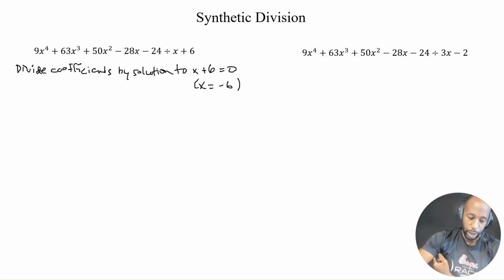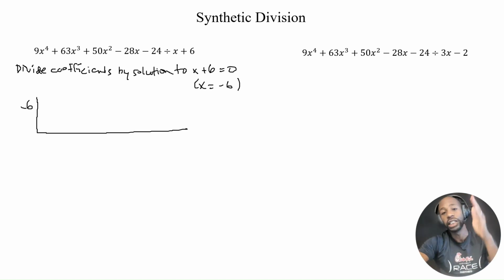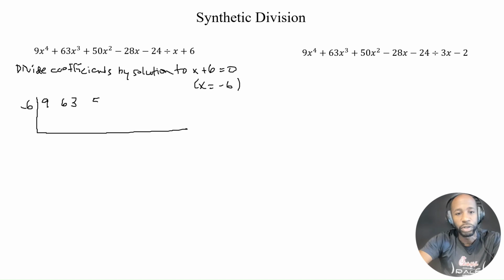Okay? Now, this is how you set it up. You're going to set up a bracket. Some people draw it a little differently than this. This is how I learned. On the outside, we're going to put a negative 6. On the inside, we're going to put the coefficients in order of the decreasing degree of the polynomial terms. 4, 3, 2, 1, and then 0. So 9, 63, 50, negative 28, and then negative 24.